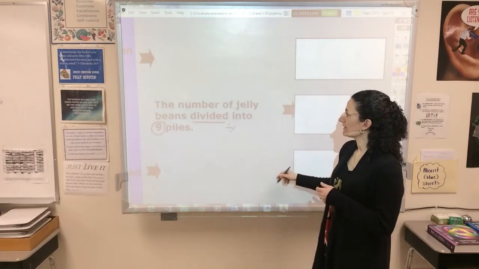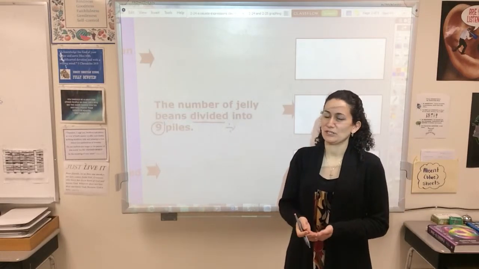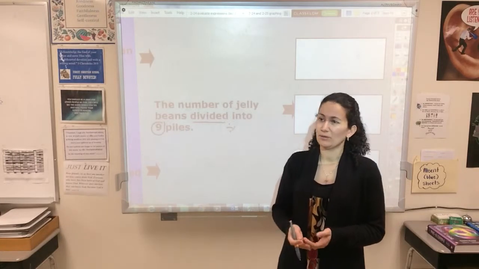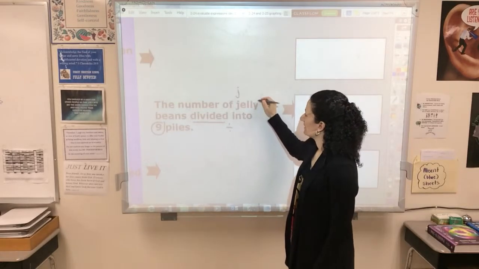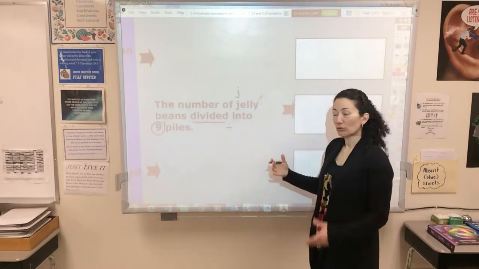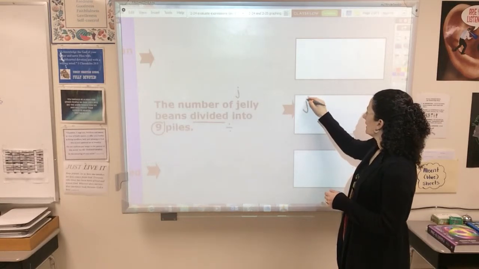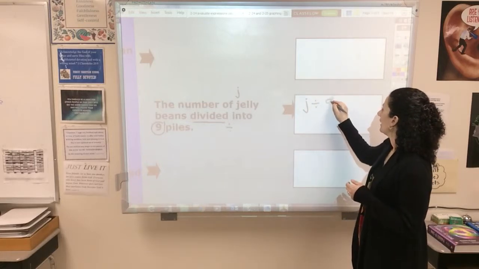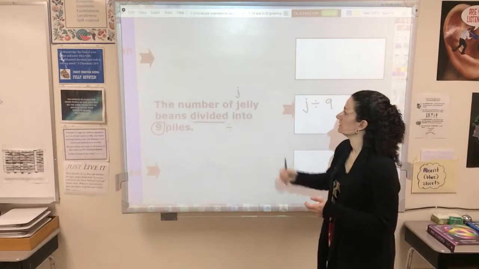And then we've got the number of jelly beans. And that's what we don't know. It doesn't tell us how many jelly beans there are. So that's when we're going to use a variable. I'm going to pick J to represent the number of jelly beans. So this would look like, order is important here, the number of jelly beans is being divided into 9 piles. This is a numerical expression to match that sentence.